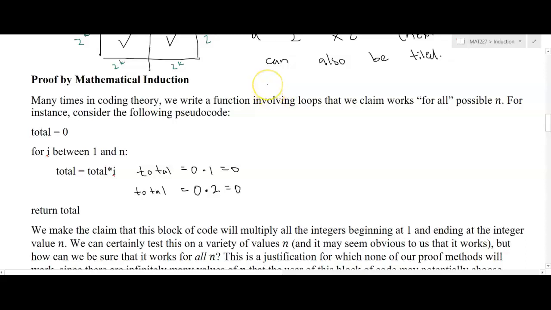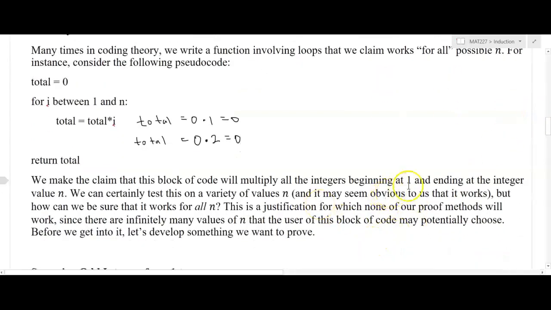Well, it's easy to claim that, right? That, well, it's a loop, it should always work, but we need to provide some justification, especially as computer scientists. One of the important jobs is to be able to argue and effectively convince people that this code will work no matter what values we feed it. So we make the claim that this block of code will multiply all the integers beginning at 1 and ending at the integer value n.